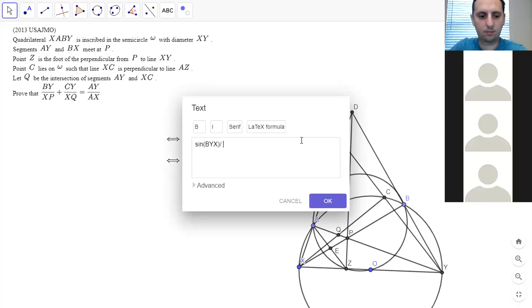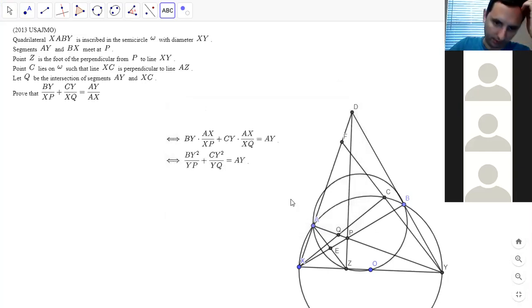Times sine angle... sorry, what letter is this? A? Can I write out? Yeah, you can put it in the chat if you want to. Yeah, I apologize. It's not easy to understand over Zoom.